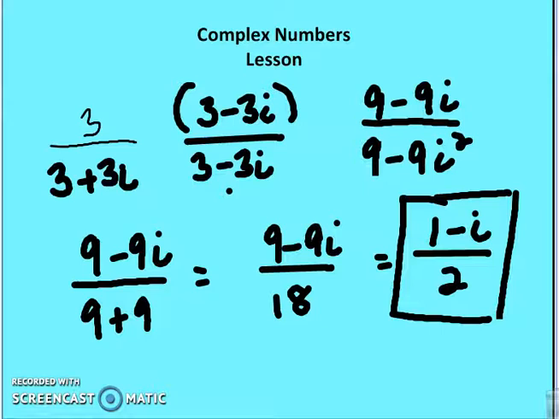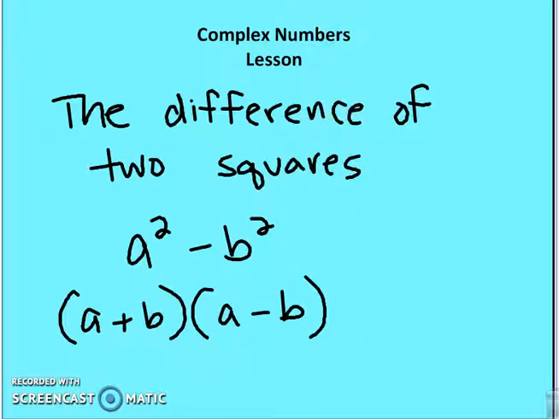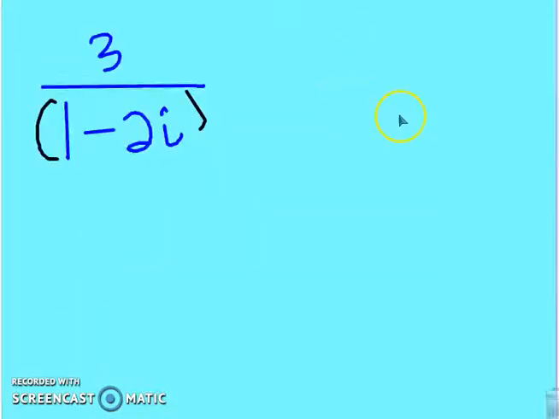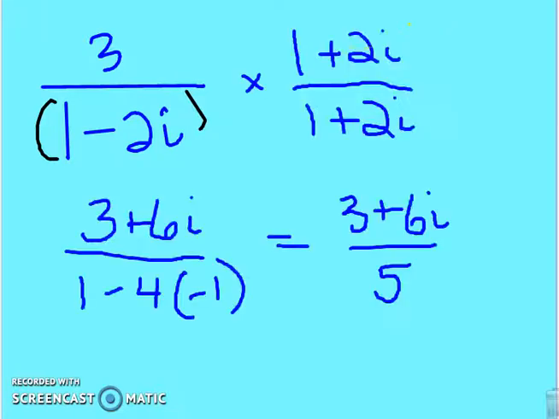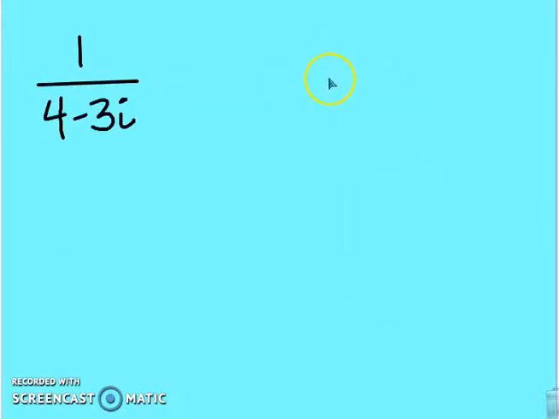So let's give you a couple problems to solve on your own. Again, I mentioned the difference of two squares. Here's your first problem. I'm going to pause, and then I'm going to show you the answer. All right, multiplying by the conjugate of the denominator, 3 plus 6i over 5. Next one, 1 over 4 minus 3i.